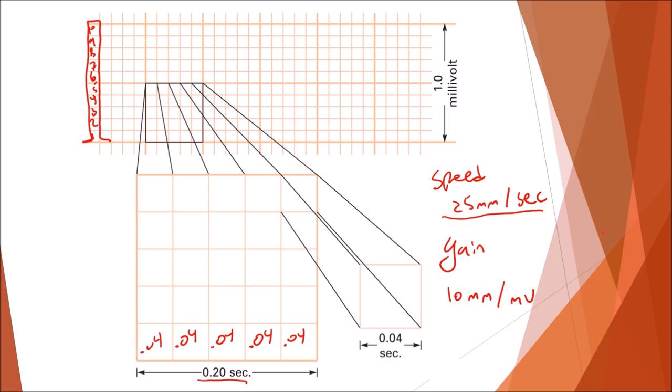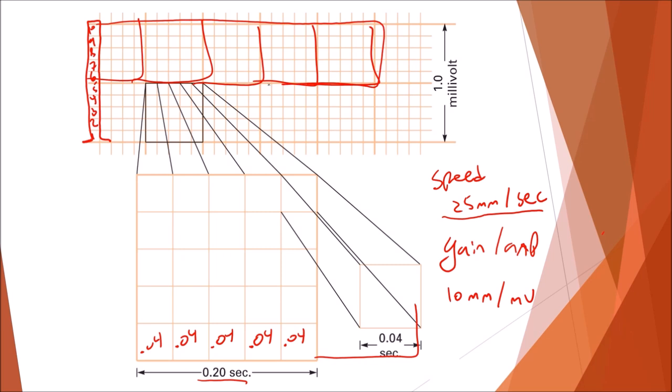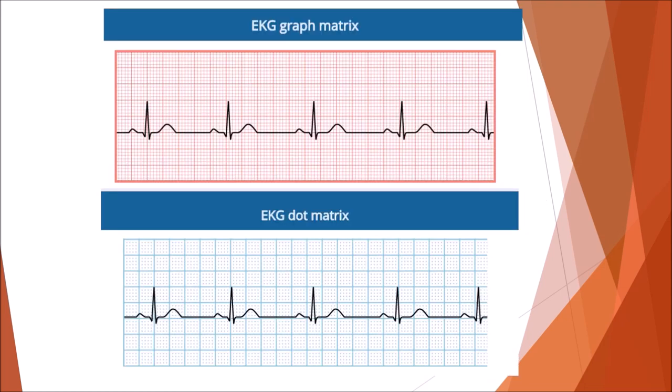Okay, so make sure you know that the speed is 25 millimeters per second. Make sure that the gain or amplitude is 10 millimeters per millivolt. And make sure that you know that one little square equals 0.04 seconds and one big square equals 0.20 seconds. So if you want to get to 1 second, you're going to need 5 of these big squares. So this is 1, 2, 3, 4, 5. These 5 would be 1 second, assuming you're printing again at 25 millimeters per second. This is really important. Make sure you know these numbers.